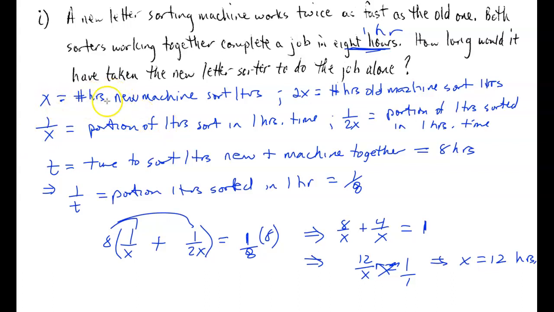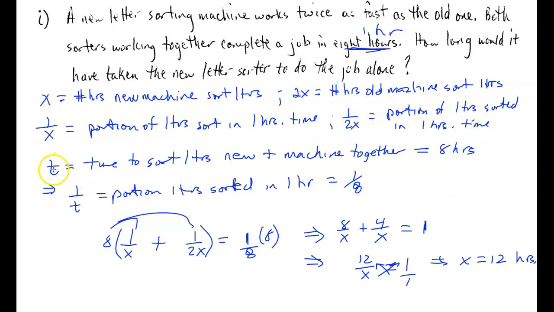So if we know that x is the number of hours that it takes to sort letters, and the old machine takes twice that, then the portion of the letters done for the new machine should be 1 divided by x in 1 hour's time. Same thing for the old machine. 1 divided by 2x should be the portion of those letters done.